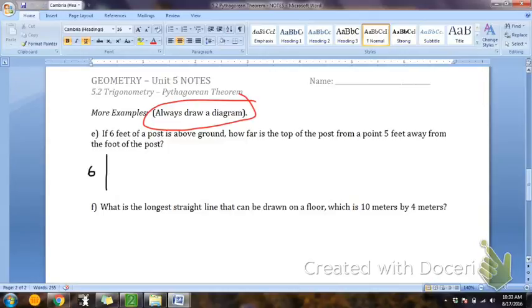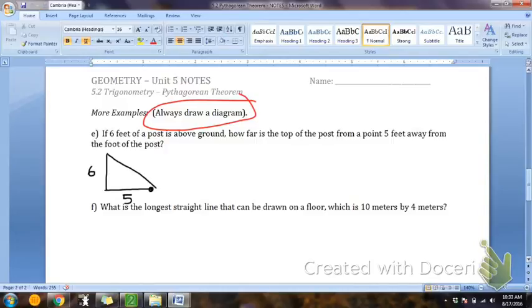All right, so we have a post that's 6 feet above ground. How far is the top of the post from a point that is 5 feet away from the foot? So 5 feet away from the foot, I have a point. And I know that's 5 feet away from the foot of the post, that means the base of the post. Remember, every single time you're trying to draw a right triangle. That's what we're dealing with.